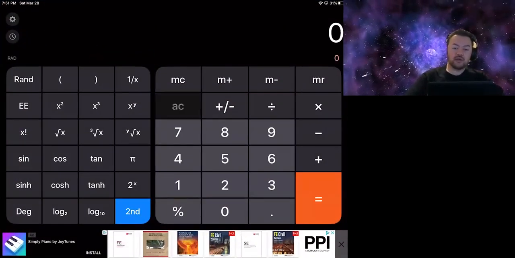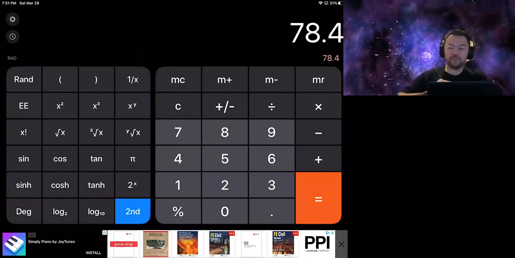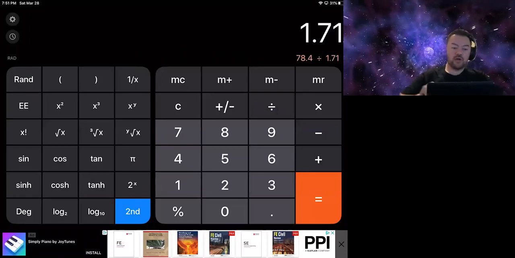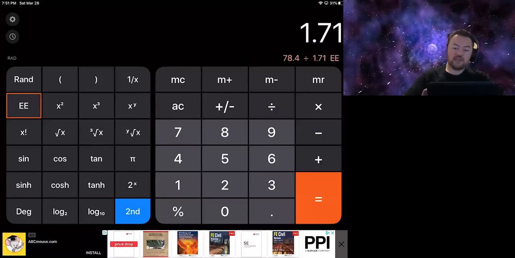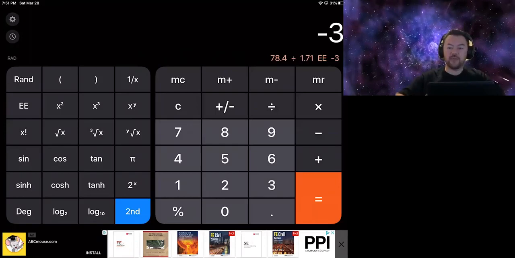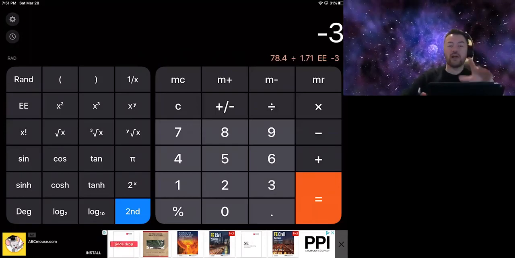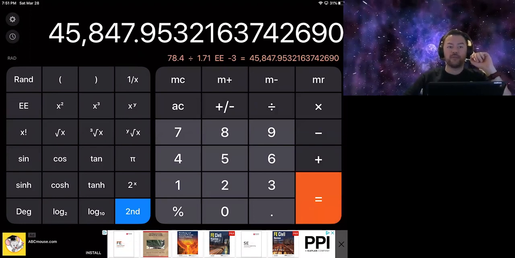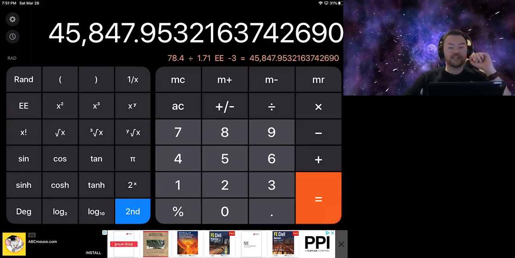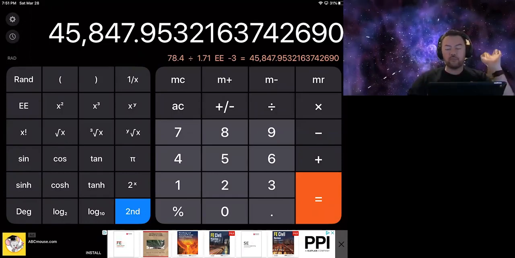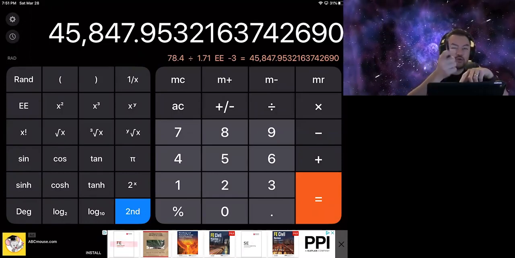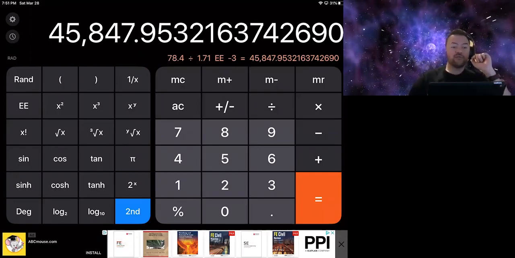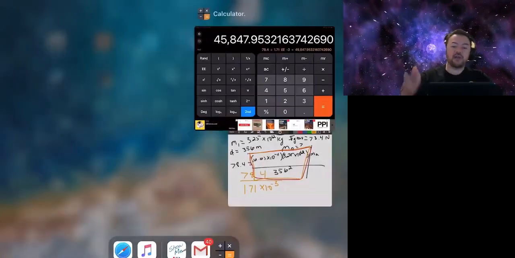So clear. 78.4. And we're going to divide that by 1.71 E to the minus third power. And let's see what happens. Let's see what the mass of this object is. Boom, that's our mass. 45,847.94 blah, blah, blah kilograms. Told you to round that to 3 sig figs, so that would be rounded to 45,800 kilograms, and that is the answer.